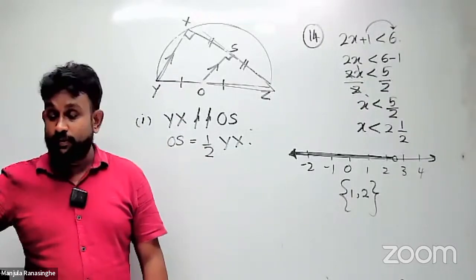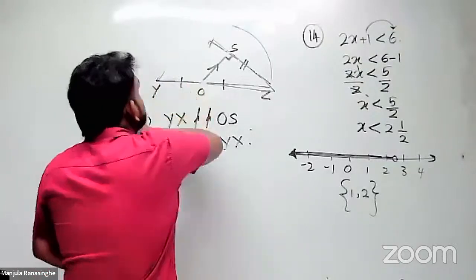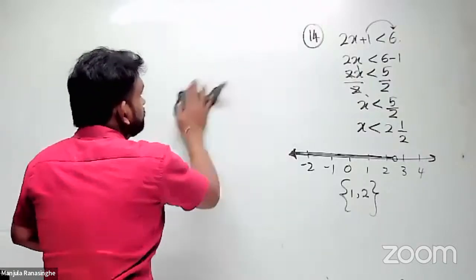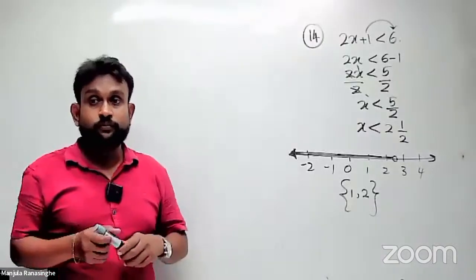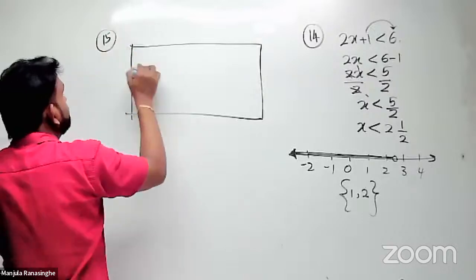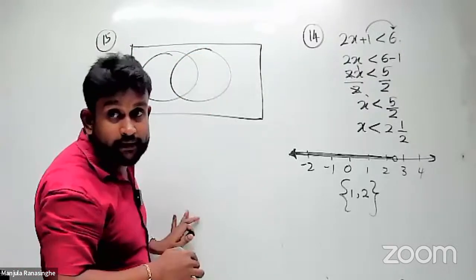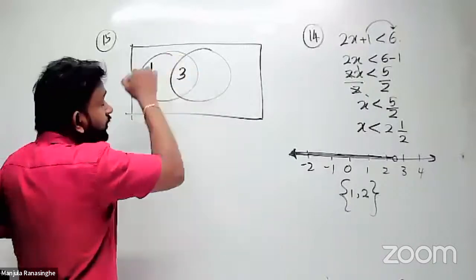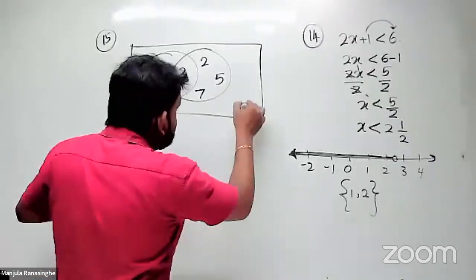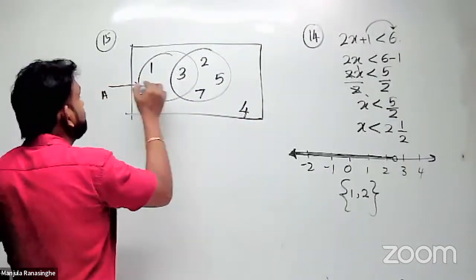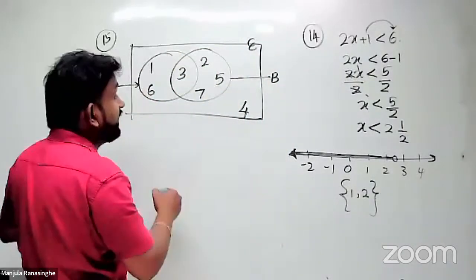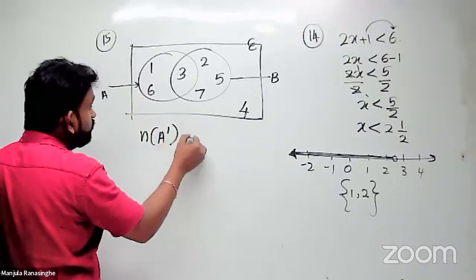Then move to question number 15. See the 15th question. There are 2 sets there. Here 1, 6, 3, and here 2, 5, 7. And here 4 is there, and here A and here B. This is the universal set. Okay. So they are asking n(A dash). Remember that in the wording there.